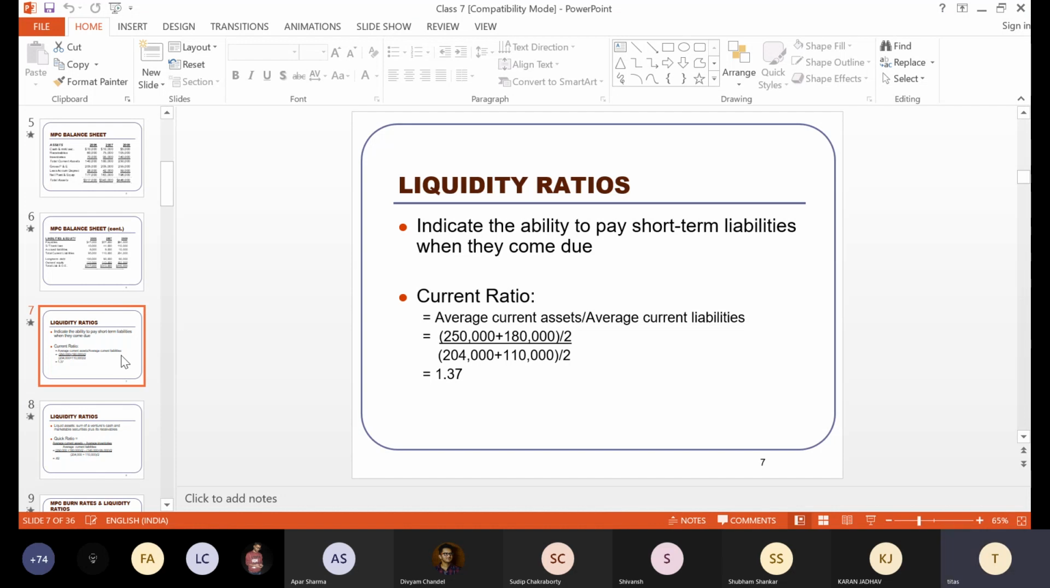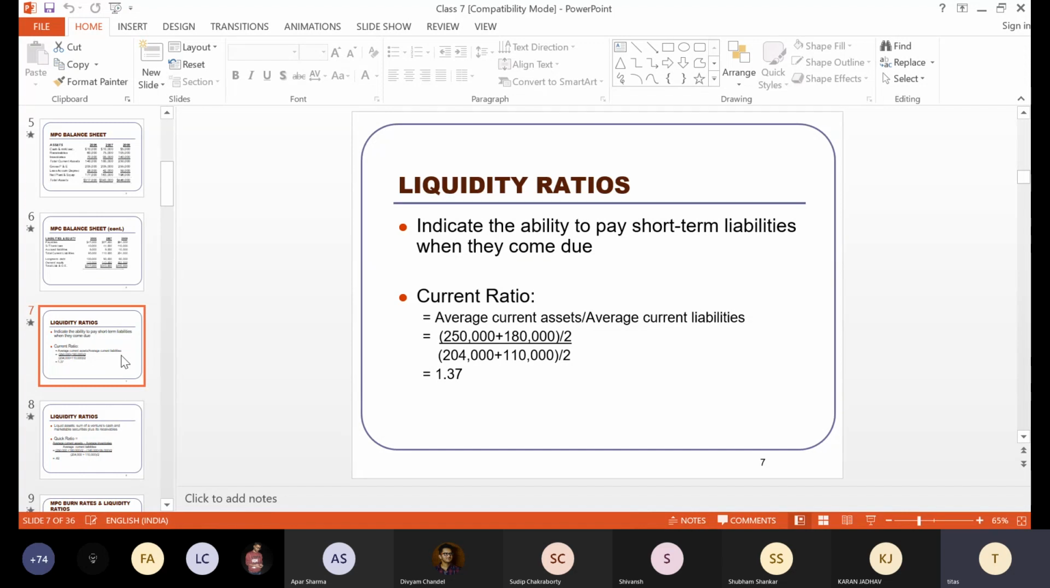So what is the first liquidity ratio? The current ratio. It is the current asset by the current liability. From the balance sheet only you will get the current assets, and from the balance sheet only you will get the current liabilities. You just need to do the current asset by current liability. Here in this particular example, it is average current asset by average current liability. What else you can do is consider the end balance of the current asset and the end balance of the current liability for your current ratio calculation.